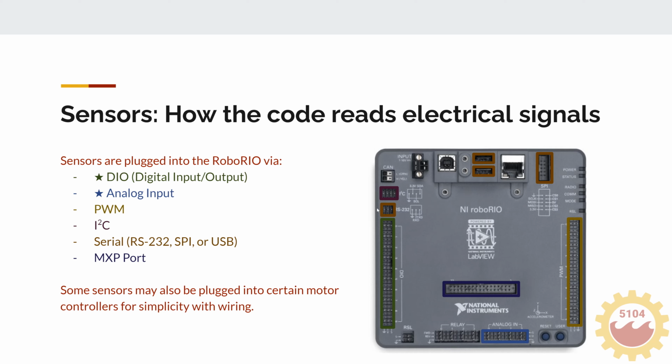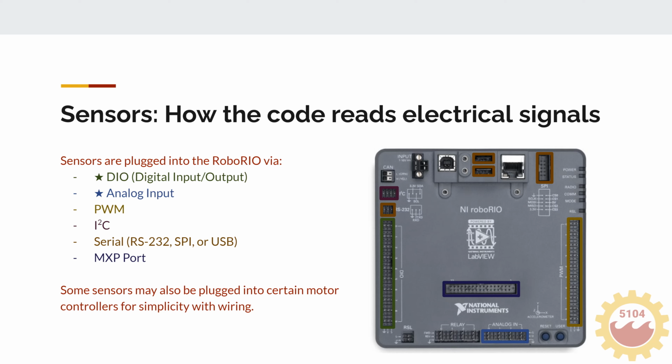Not many devices in FRC transmit so much data that you would need a serial port, so it's definitely less common. There's also the MXP port, and it basically has a bunch of different types of ports. It has some digital input-output, analog inputs, etc. And so you might have a device that covers up the whole MXP port to use.